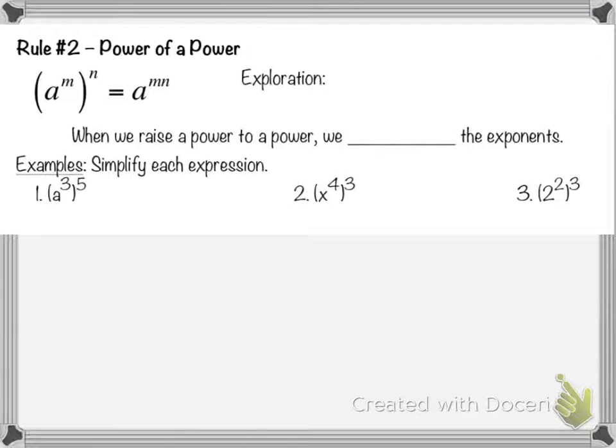Okay, continuing on. Let's go to the next rule. Rule number 2, power of a power. The first one was product of powers, so multiplying with exponents. This is power of a power. It's an exponent raised to an exponent. So we have a to the m being raised to the n. And mathematically, it's the same thing as if we were to take a and multiply those two exponents together.